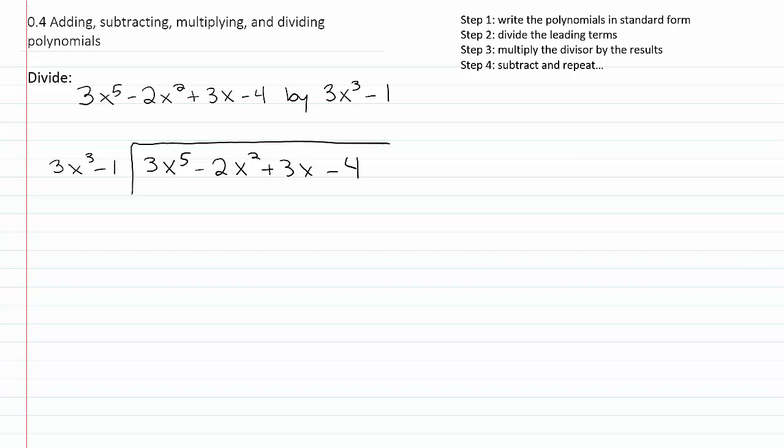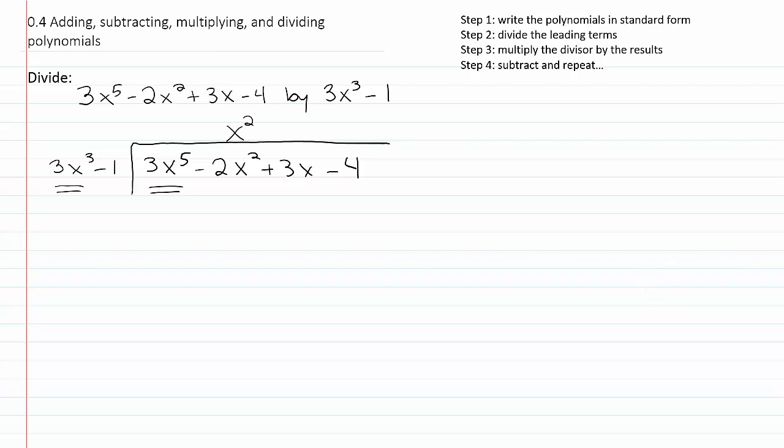All right, the first step of this process is to ask ourselves, what do I have to multiply 3x to the third by to make it look exactly the same as 3x to the fifth? Well, the answer to that question would be x squared, right? Because x squared times 3x to the third will give you 3x to the fifth.